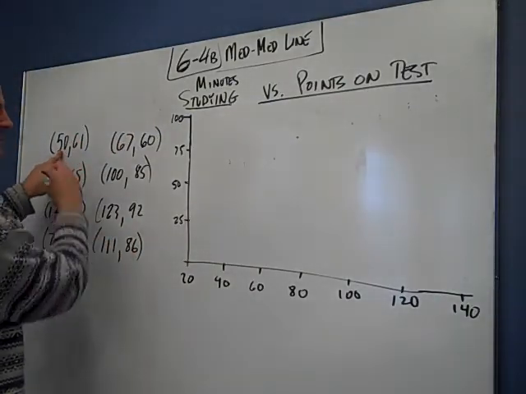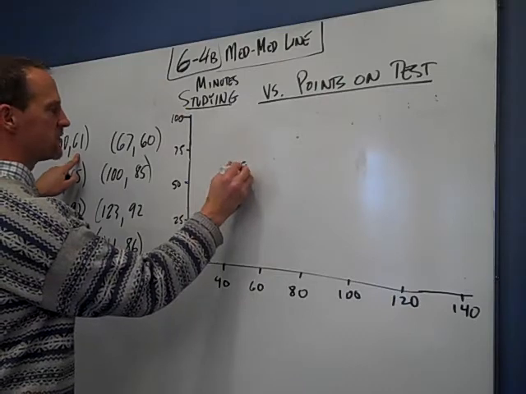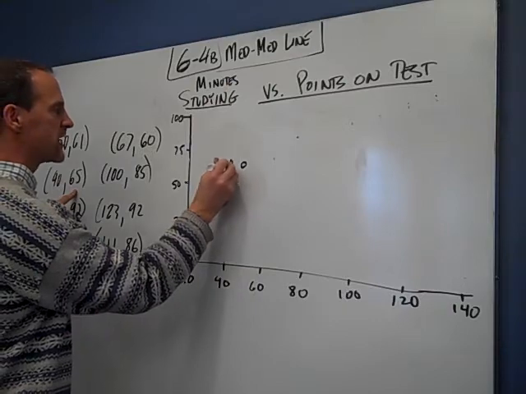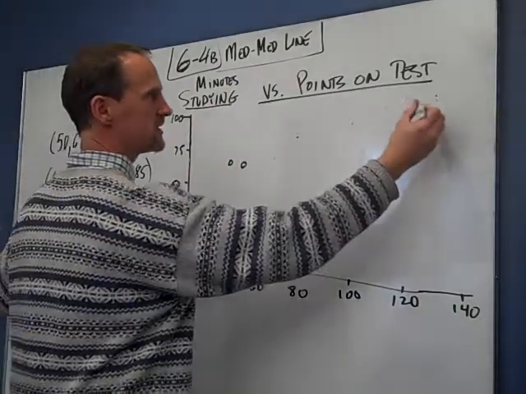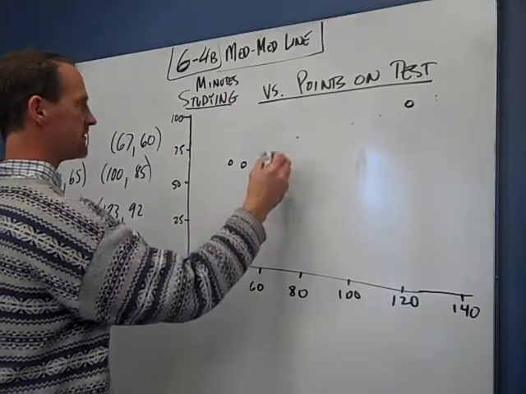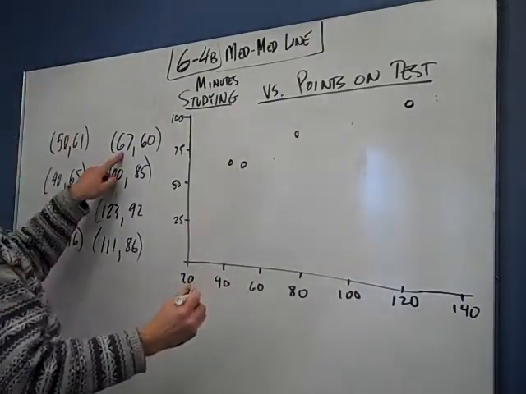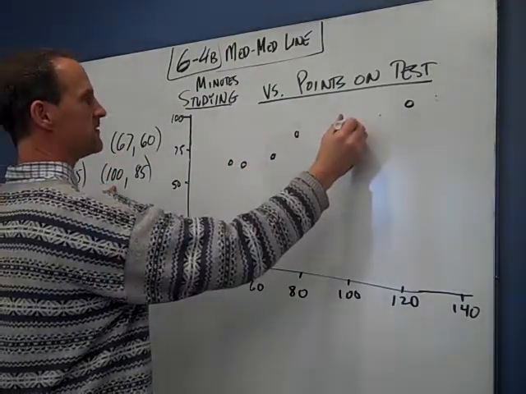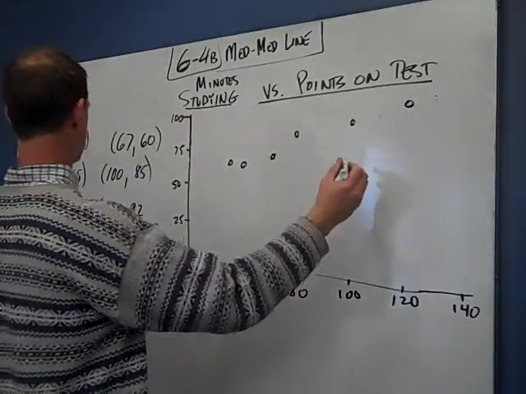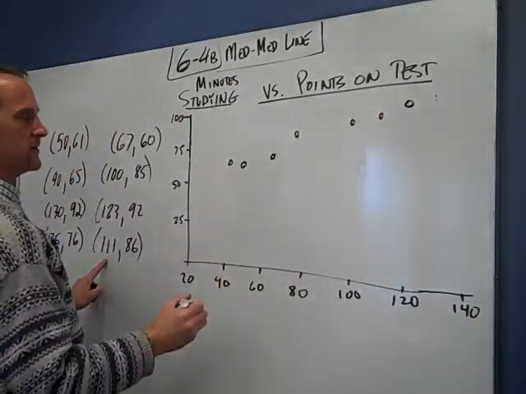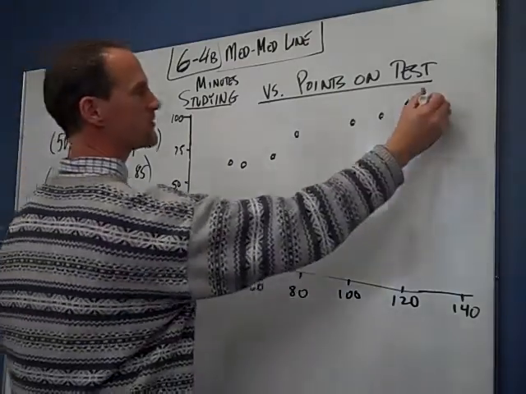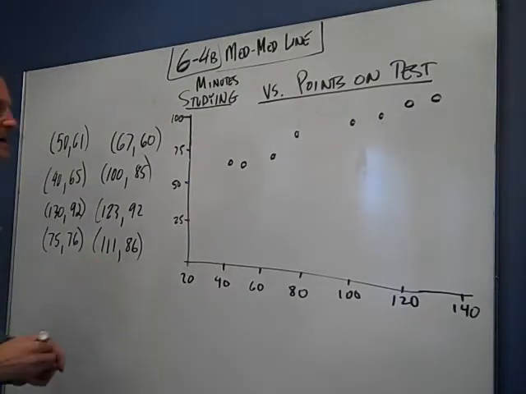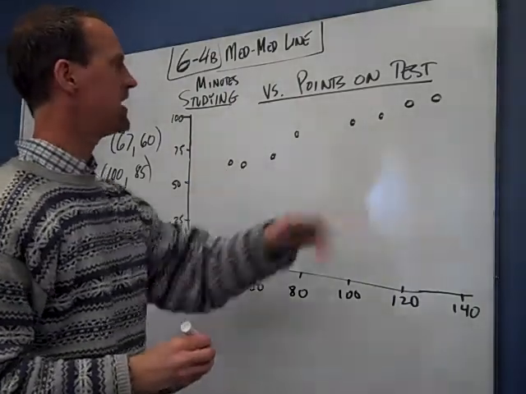Someone spent 50 minutes studying and got a 61 in the test. That was not real strong, but that happens. The next person only spent 40 minutes studying and did actually slightly better, but that can happen. Someone spent 130 minutes and got a 92, 75 and got a 76, 67 and got a 60, 100 minutes and got an 85, 123 minutes and got a 92, and then this is our last data point, 111 and got an 86. So I don't know if you can see all those data points, but that's basically the idea. There are my 8 data points.